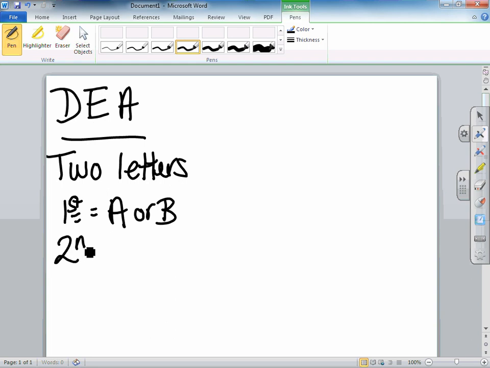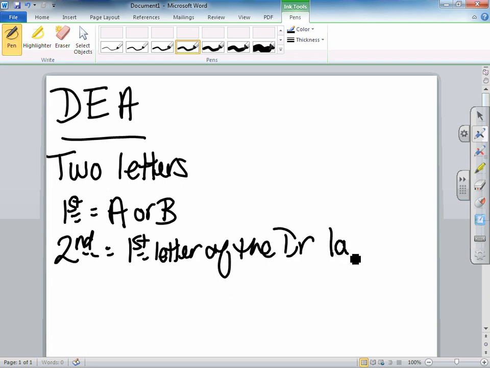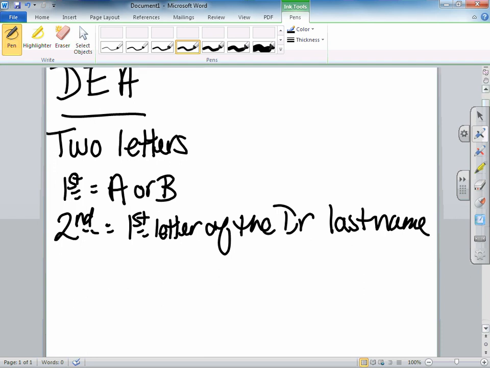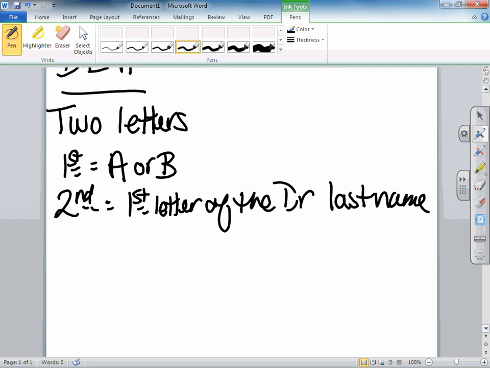The second letter is always the first letter of the doctor's last name. Alright, the second letter of the DEA number is always the first letter of the doctor's last name. And followed by these 2 letters, you're going to have 7 digits. It's followed by 7 digits. So, I'll give you an example.